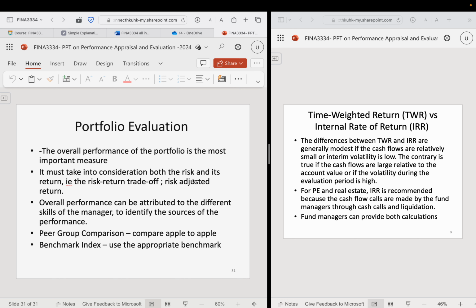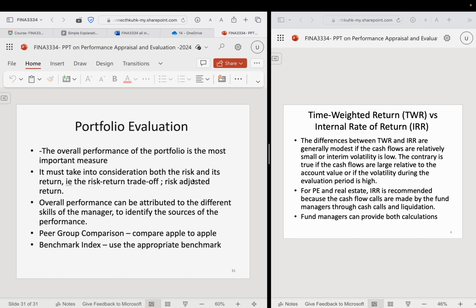Remember his name? High water mark. Remember what's high water mark? High water mark is used for outperformance fee calculation.